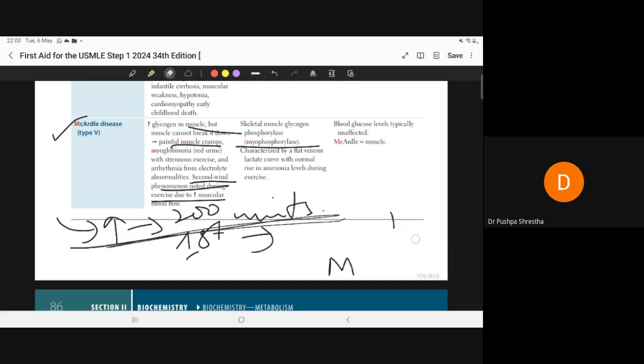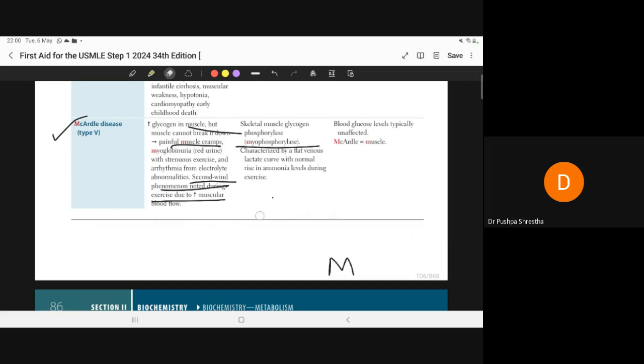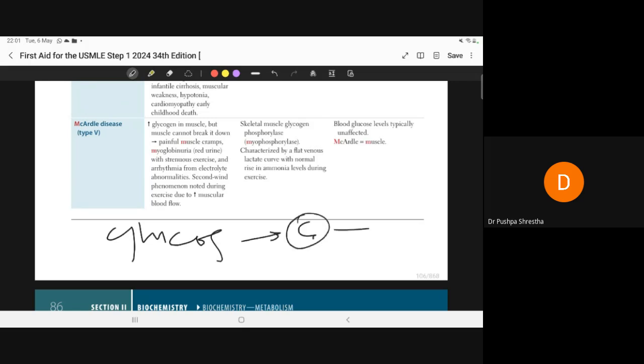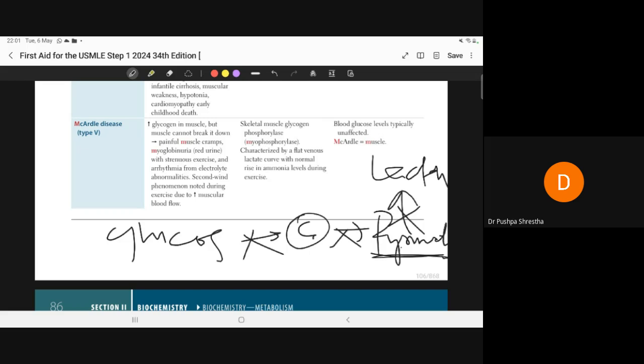Two findings are there, because you cannot degrade your glycogen and it cannot be converted into glucose. If your glycogen cannot be converted into glucose, and this cannot be converted into pyruvate for energy, it means you never formed pyruvate, and this means you never formed lactate, right? So this shows up on the exam. Either they write flat venous lactate curve, or they give you a curve in which the lactate levels are fully straight. If you see this, you know it's McArdle's disease.